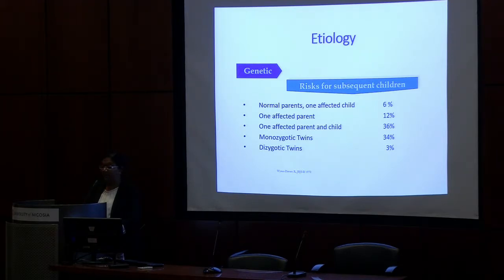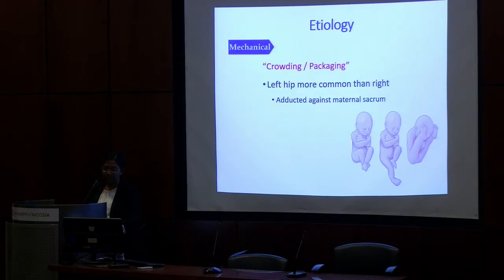If you have one parent affected, it's about 12%. If you have a parent and a child, it goes up higher, to 36%. And if you're a twin, it's also around the same. So that's why family history is an important risk factor for DDH.